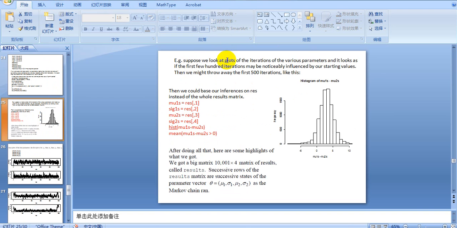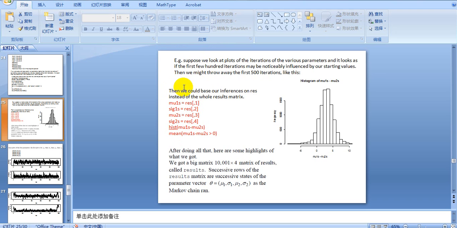So for example, suppose we look at a plot of the iterations of the various parameters, and it looks as if the first few hundred iterations may be noticeably influenced by our starting values. Then we might throw away the first 500 iterations like this. I choose 1,000, which is much safer, but I think in our case, 500 is also okay, right? So here's the code for how we throw away the first 500. Then after you throw away the burn-in part, you can rename.